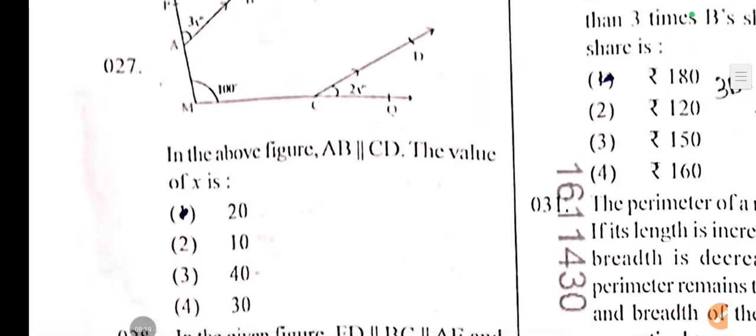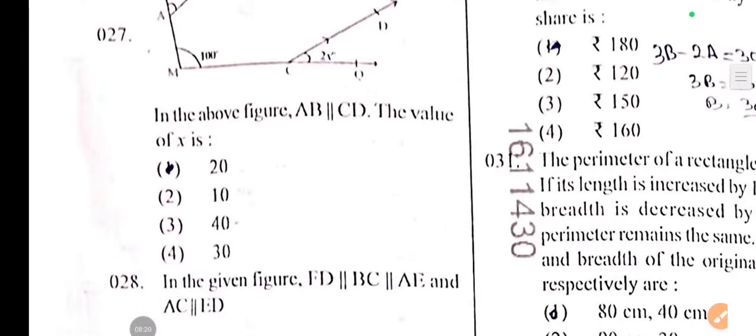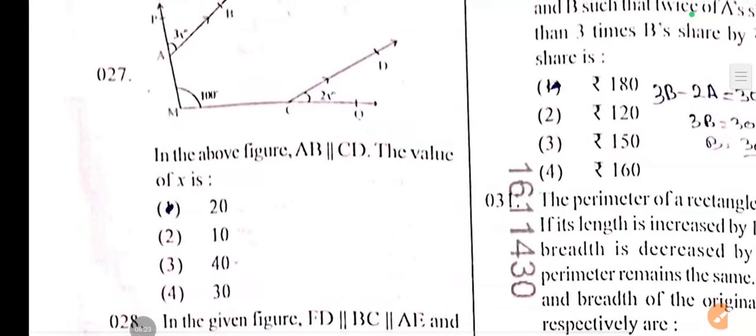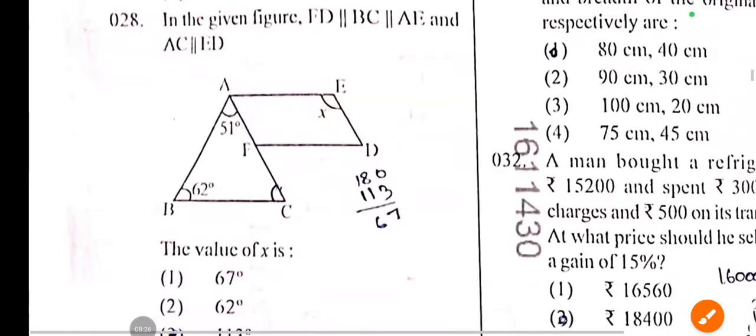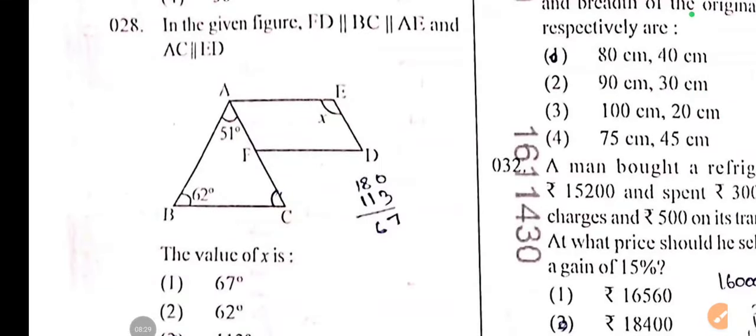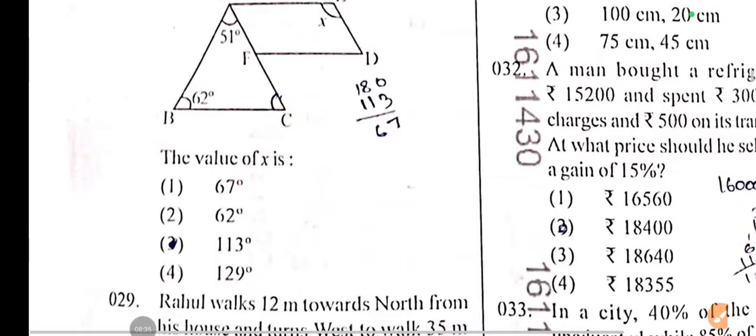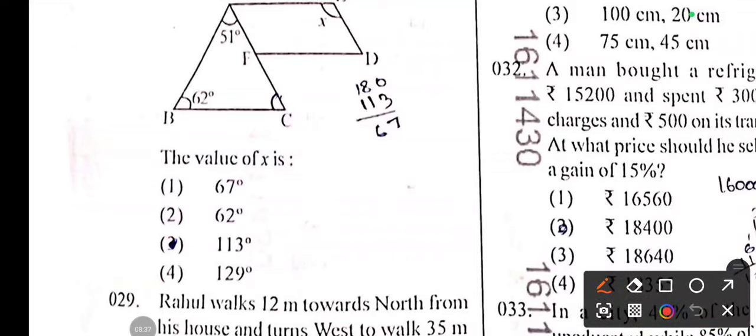Question number 27. In the above figure, AB is parallel to CD. The value of x is option 1, 20. 28. In the given figure, FD is parallel to BC, which is parallel to AC, and AC is parallel to ED. The value of x is option 3, 113 degree.